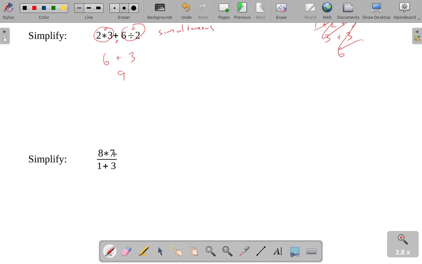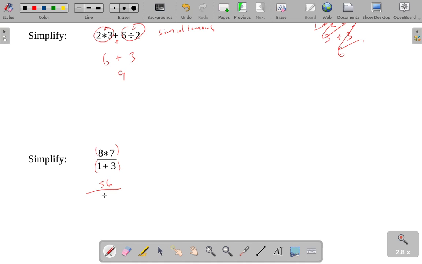All right. Here we have a division bar, which, remember, acts as a grouping symbol. So we can put parentheses around the top and parentheses around the bottom. Now I have high priority up top, high priority down low, and then a lower priority division that's separating them. Normally division comes before addition, but because of these parentheses, because of the division bar, really, this addition is going to take place first. So 8 times 7 is 56.